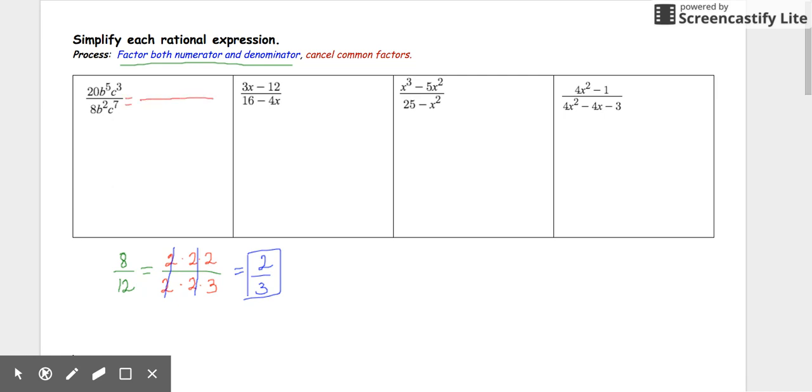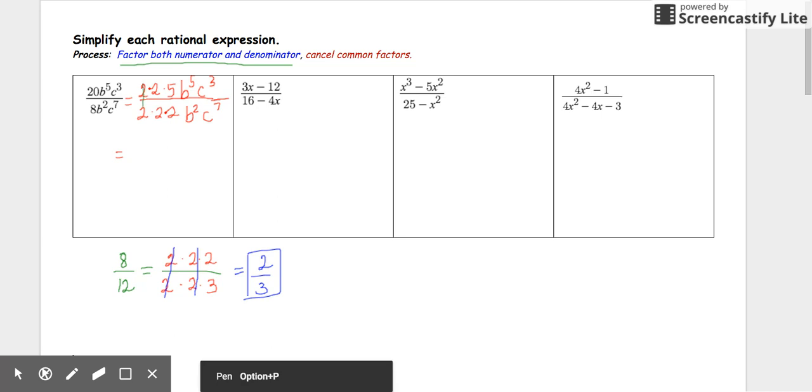We can factor 20 as 2 times 2 times 5. Now, b to the fifth, I will not expand it. I'll just keep it as b to the fifth and c cubed. For the denominator, I'll have 2 times 2 times 2 and b to the second and c to the seventh. Now that I see clearly what the factors are, I can now cancel common factors.